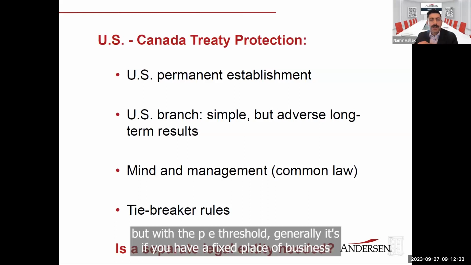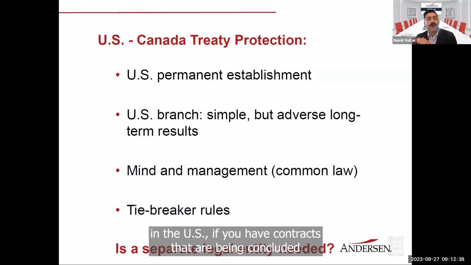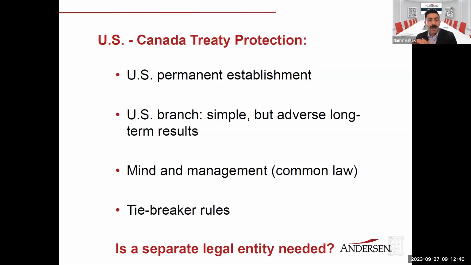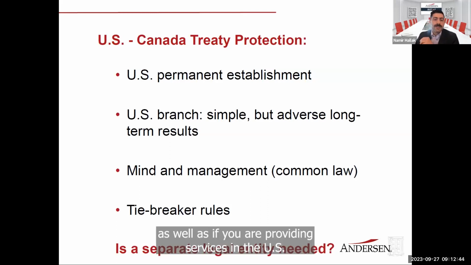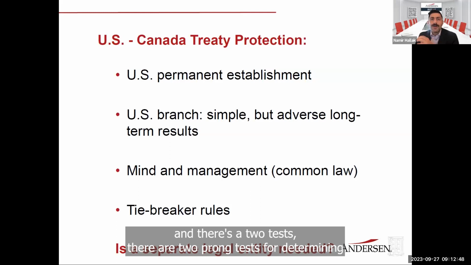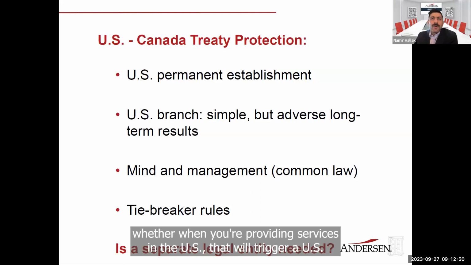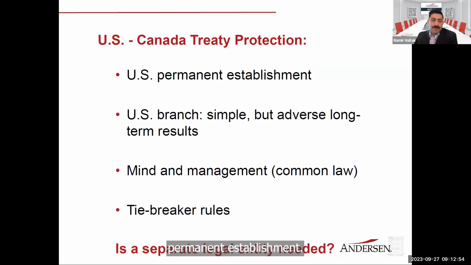With a PE threshold, generally, it's if you have a fixed place of business in the US, if you have contracts that are being concluded in the Canadian company's name in the US, as well as if you are providing services in the US, and there's a two-prong test for determining whether providing services in the US will trigger a US permanent establishment.